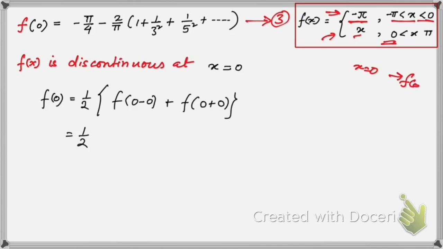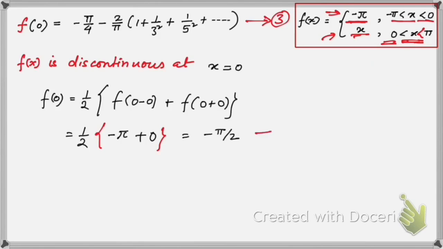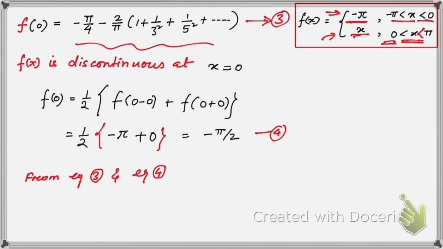F of 0 will be 0 at this point. So for the right hand limit, we can write minus pi plus 0, right? So that's what we can write. So hope you have understood this. Then this is going to be equal to minus pi by 2. This is equation number 4. Now from these two equations, 3 and 4, we can write that this is also f of 0, right? So minus pi by 2 will be equal to this series, right? So from these two equations we have got this result.